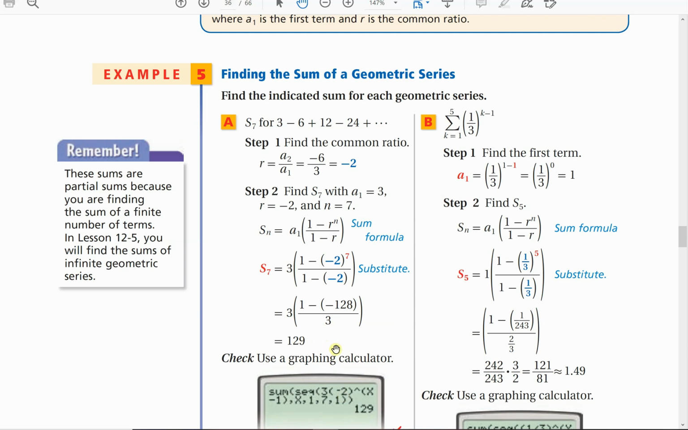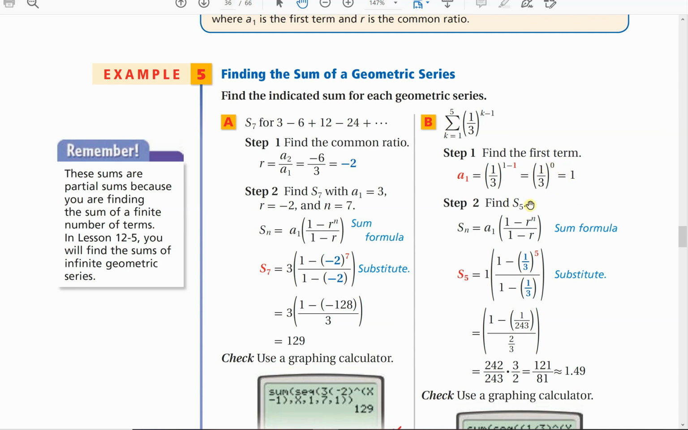And you could use a graph calculator to figure that out if you really wanted to, and I will probably show you guys how to in class. Here we have the sum from 1 to 5. It's summation notation of 1/3 to the k minus 1. So find that first term. 1/3 to the 1 minus 1, that's 1, because anything to the 0 power is 1.